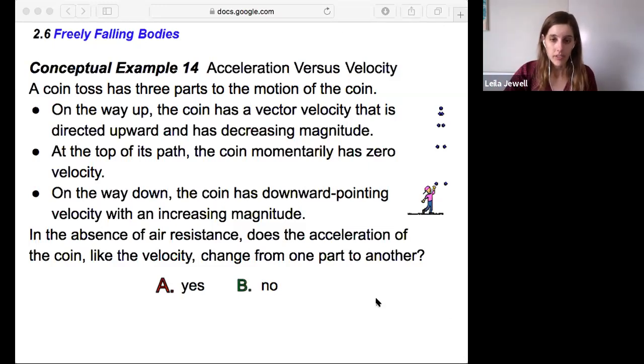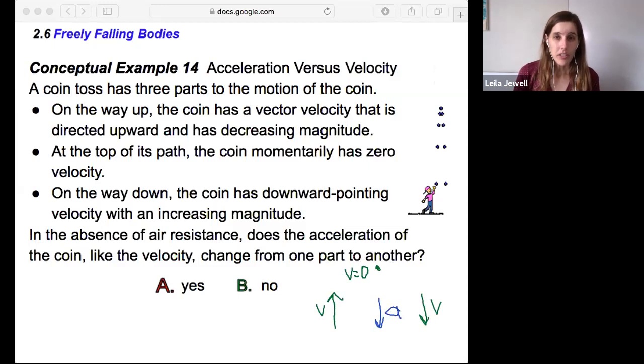That we have this acceleration going down, and that is true whether it is talking about the coin on its way up or the coin at the end on its way down. Now, what about in the very middle, when the velocity is briefly zero? Does the acceleration turn off and become zero at that point too?